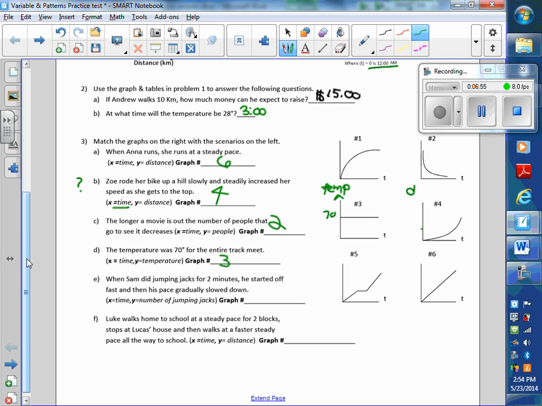For number 3, it's at 70 degrees, because it says the temperature was 70 for the whole track meet, and it says X is time and Y is temperature. So if this is temperature, it's just for the track meet. It's not like the whole day, it's just saying during the track meet it was 70 degrees. That's why I got confused and I thought that was practice.